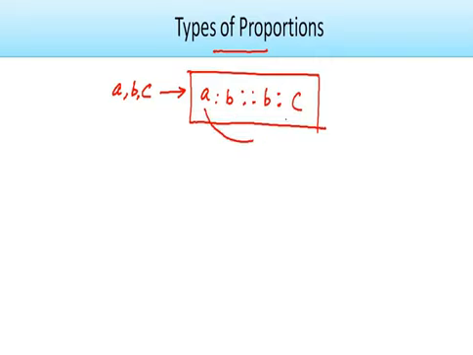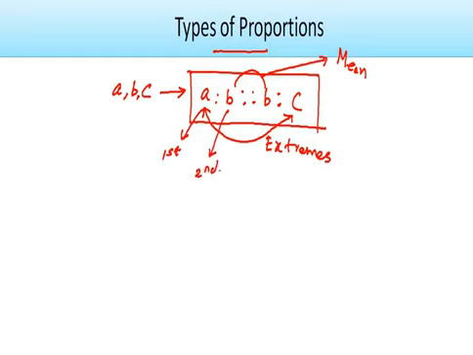And the terms which are at the two corners or the ends will be called extremes, and the terms which are in the middle will be termed mean terms, right? And among these different terms, the first term will be called the first proportional, the second term will be called the second proportional, the third term will be named the third proportional, and the fourth term will be called the fourth proportional.